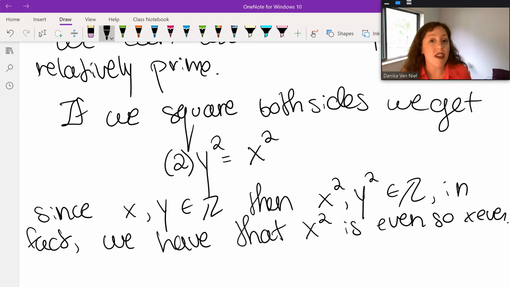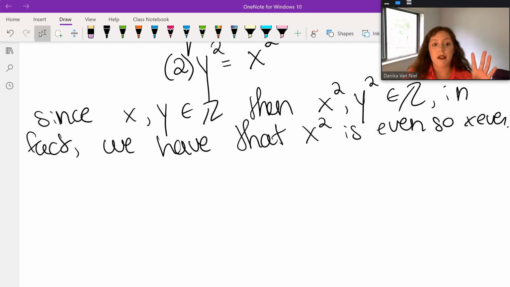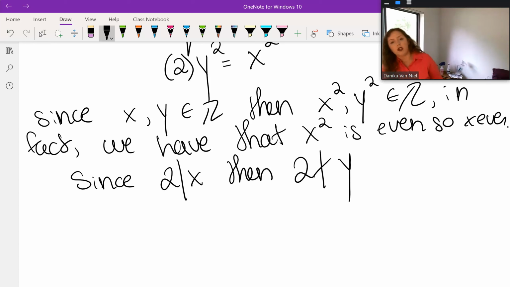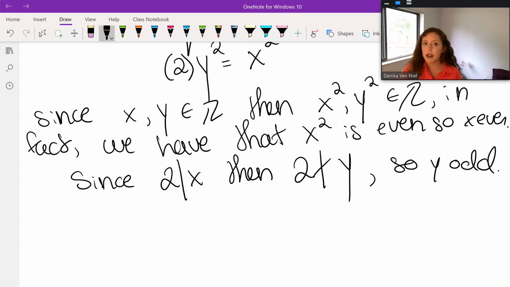All right, so now we have that x is even. So part of being even means that 2 divides you. So since 2 divides x, 2 cannot divide y, because remember, they don't have any common factors. Okay, so y must be odd. And why is that? Because if you are even, 2 does divide you, okay? 2 does divide 0 and all the other evens. So if 2 doesn't divide you, you can't be even. So what do you have to be? You have to be odd.